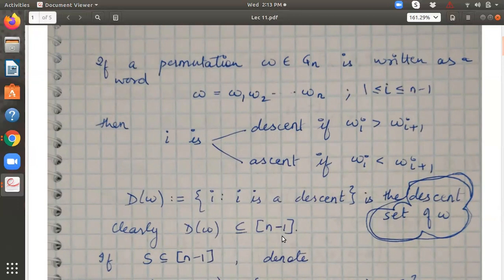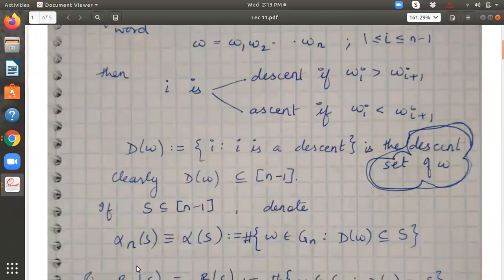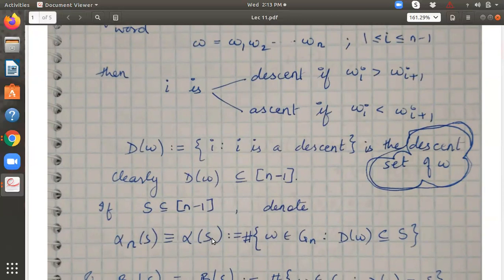Now, if you take any other subset of {1, ..., n-1}, you take any such set S, then you define alpha S to be the number of permutations for which the descent set is a subset of this set S.